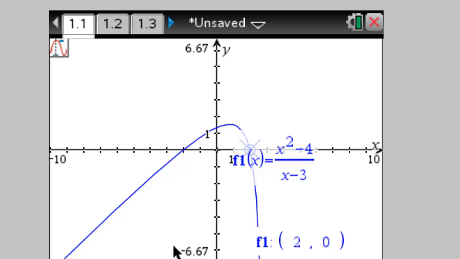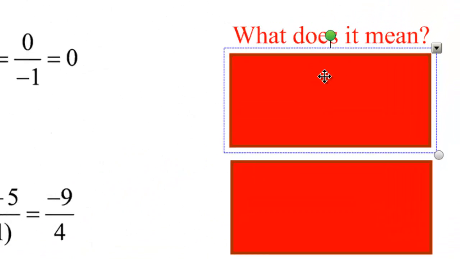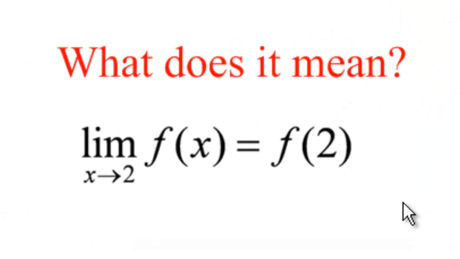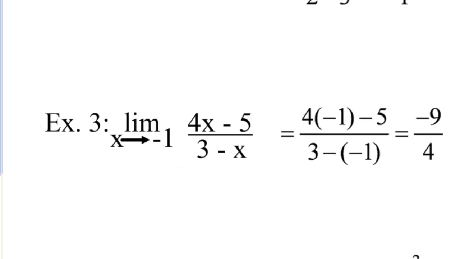In this case, the reason this is a well-behaved limit or well-behaved function is because where 2 is defined on the graph and the limit are the same thing. So what does this mean? The limit as x approaches 2 and f of 2 are the same place on the graph or on the function. Now let's look at example 3.